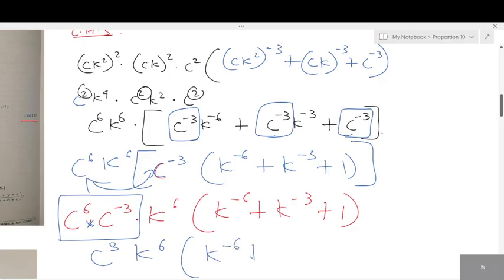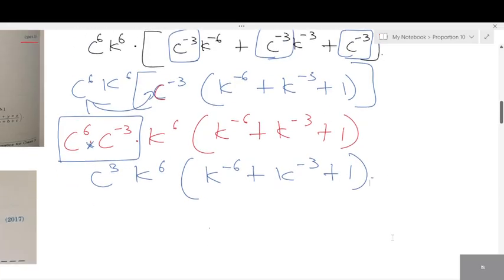Yes, write it: K^6 plus K minus 3 plus 1. Now let us open the bracket. When you open the bracket, what do we get? What is CK? K^6. Or we could have done it.